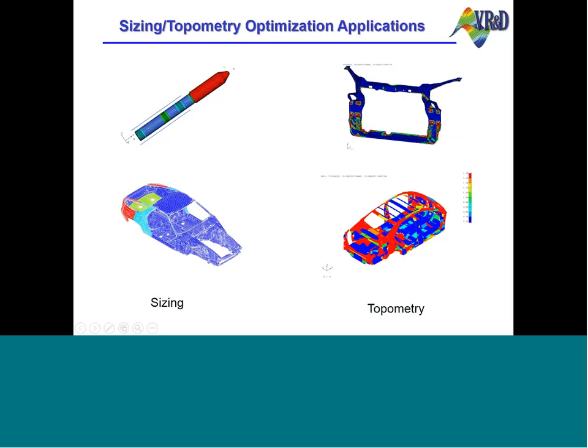Here are some applications of using sizing and topometry. On the left, sizing is used to design the thickness of the car body and the rocket. On the right, topometry designs are used to do the reinforcement on the car.